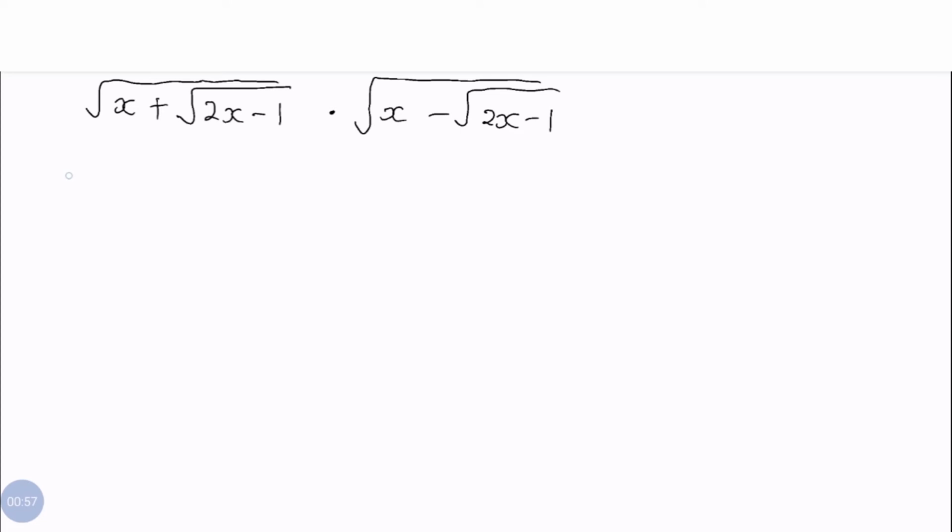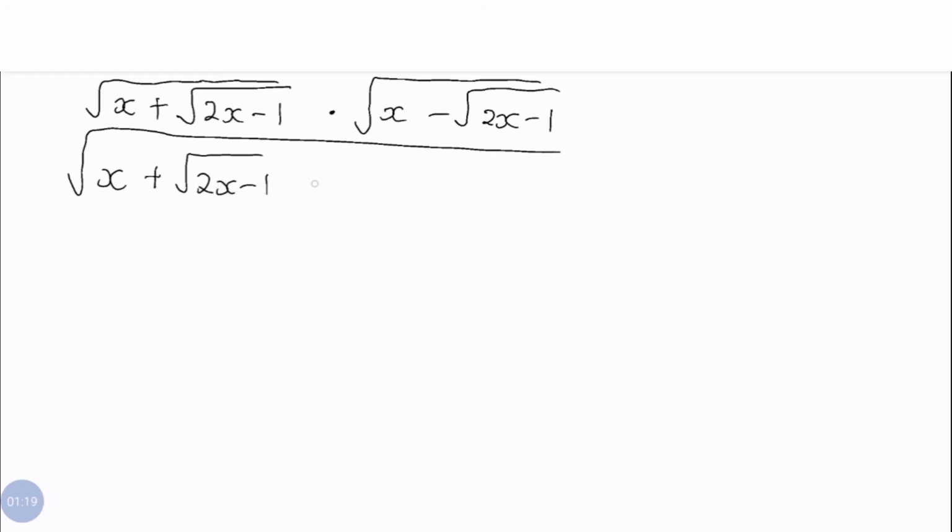This is the same as root x plus root 2x minus 1 multiplied by x minus root 2x minus 1. Let us put some brackets because there is addition and multiplication, so it will be easy for us to understand this.